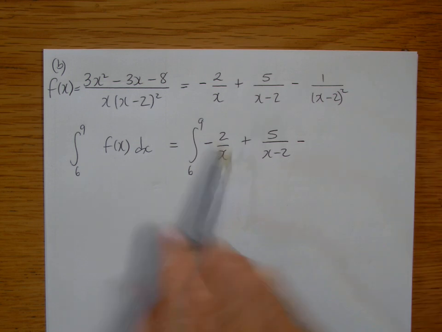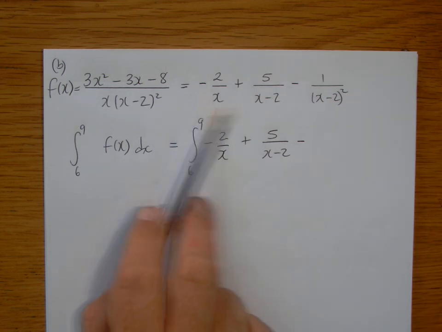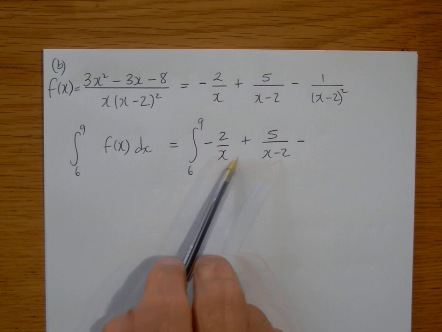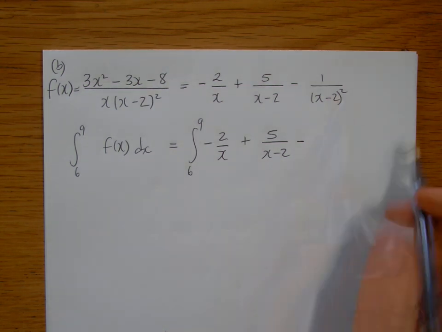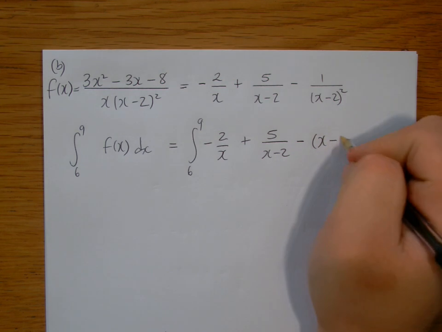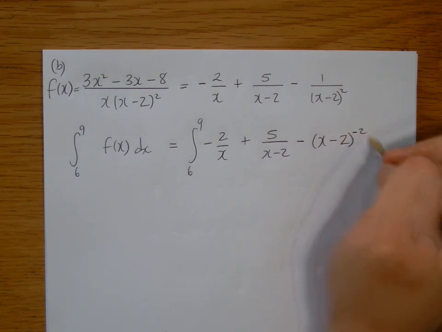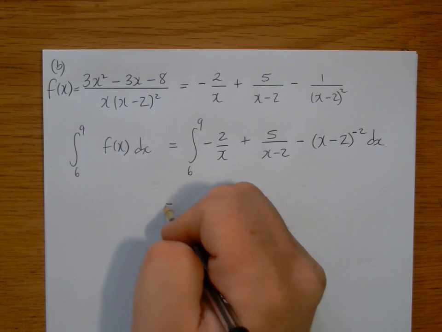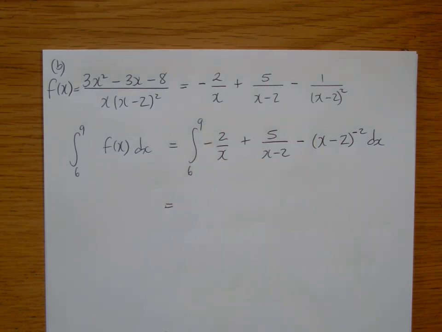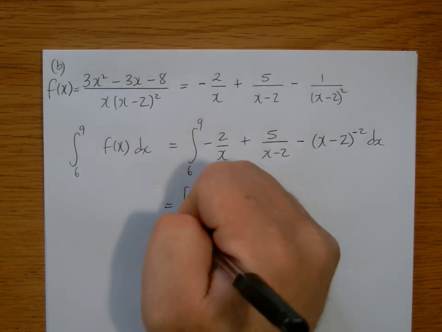In this case, these are linear on the bottom, and I'm going to integrate them using ln, but this one is squared, so I'm going to take that one up: x minus 2 to the power minus 2 dx, and then I can integrate. Of course, because we've got limits, this is a definite integral, so we don't need to put plus c, we're going to put square brackets.